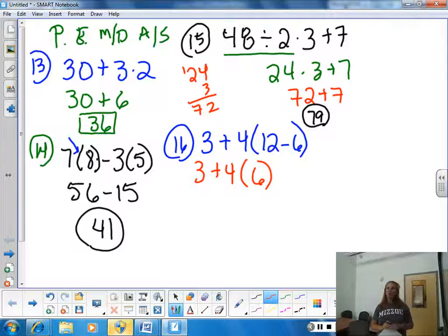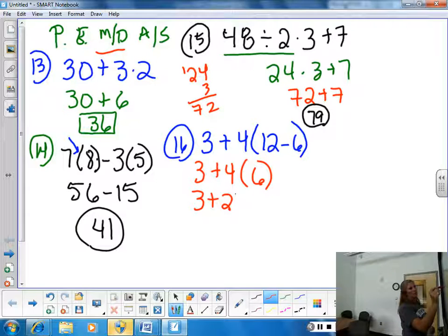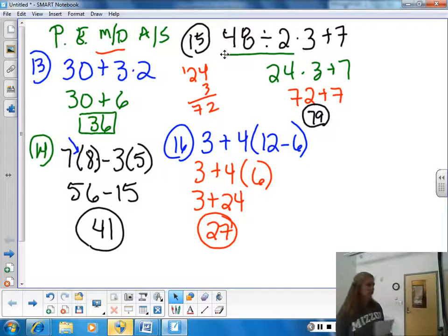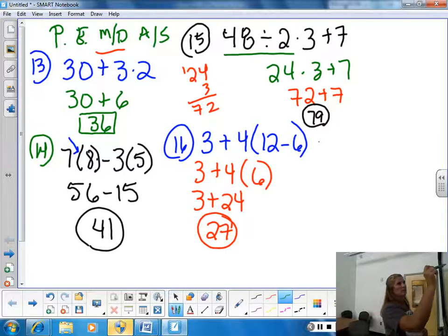And now I'm ready to do which one, the addition or the multiplication. Always you're going to do multiplication or division before you do addition and subtraction. And so we have 3 plus 24. And 24 plus 3 is 27. Notice I'm not skipping steps, and it's not taking me forever. I'm just not going to skip those steps because it's important not to. I think I can squeeze 17 in here, and we can look at that one.